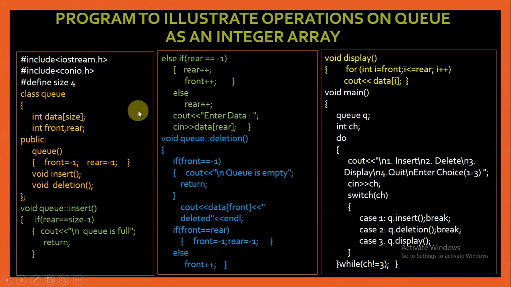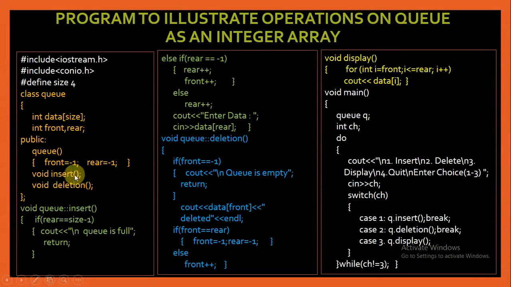So let us see the program to illustrate the operations on the queue as an integer array. So I have given it in different colors so that you can easily identify all the functions. So again we have included 2 header files. This is the size 4 size of the queue. Now this is the class queue in which I am declaring an integer array data which is of size 4 and then 2 integer type variables front and rear which will point to the beginning and end of the queue. Now in the public section, I am declaring a constructor which is initializing both front and rear by -1.